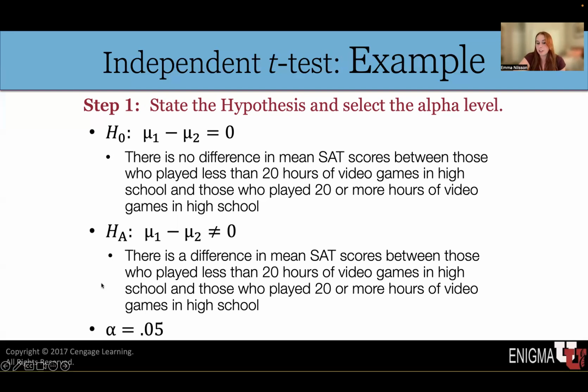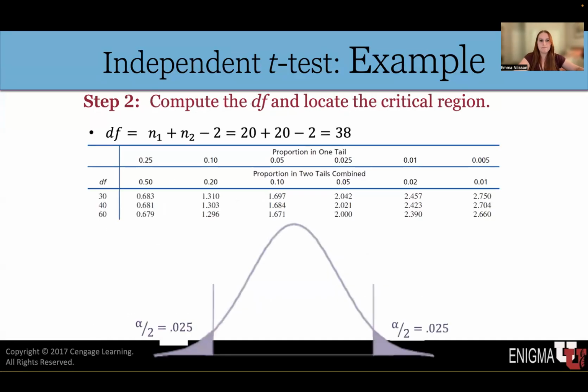The alternative hypothesis, on the other hand, is that there is a difference in their SAT scores, depending on how many hours of video games they played per week. Step 2 is going to be to compute our degrees of freedom and then locate our critical region.